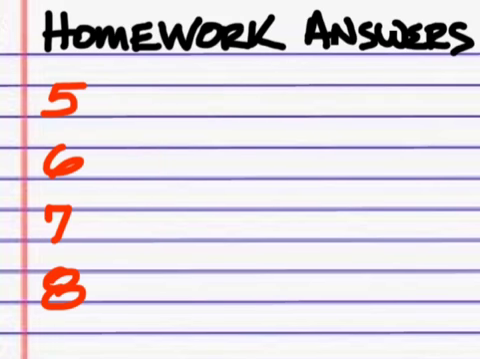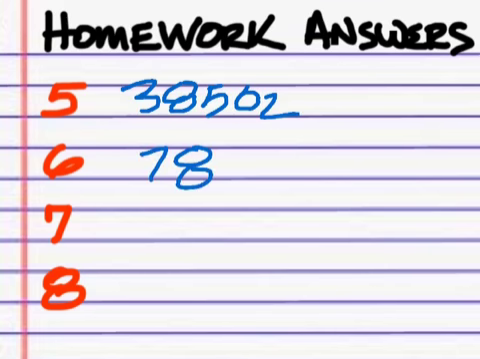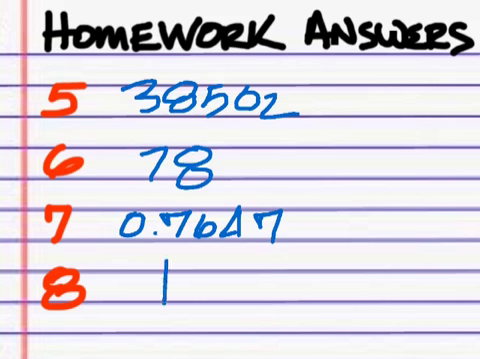On the first one, the answer should be 38502. On the second one, it's 78. On the third one, 0.7647. If you went at least that far, you could have even put 0.764. I'll even take 0.76. That's fine. And then on number 8, it should be 1. Yeah, it should be negative. That's my fault.